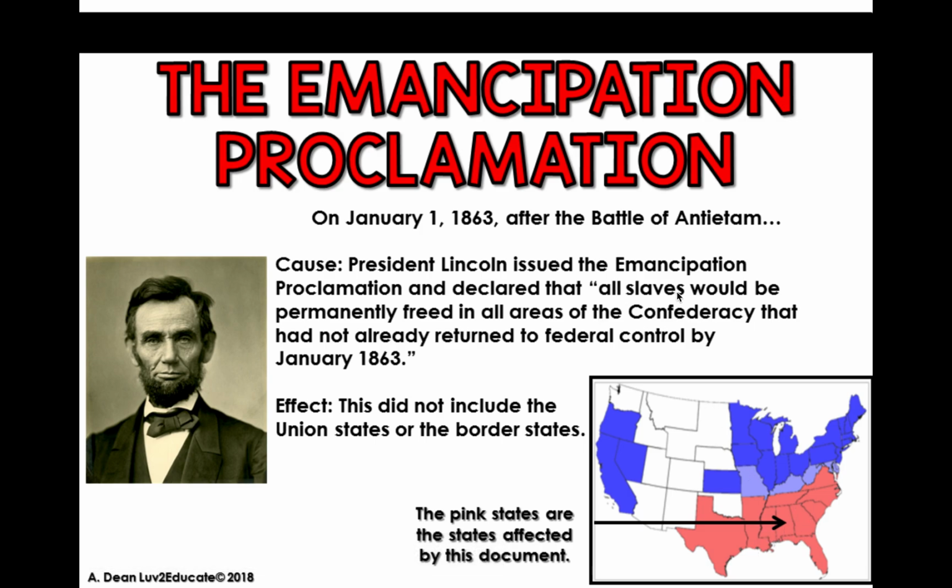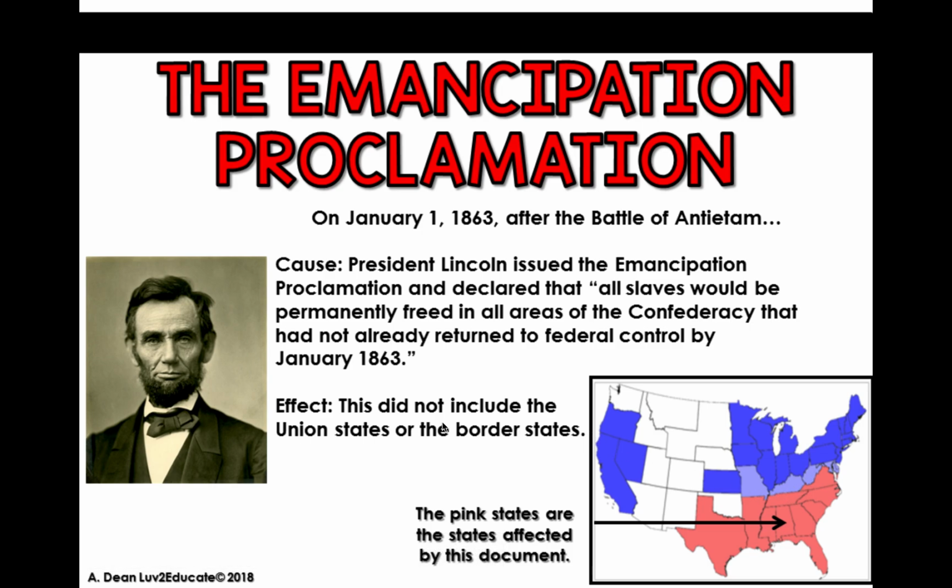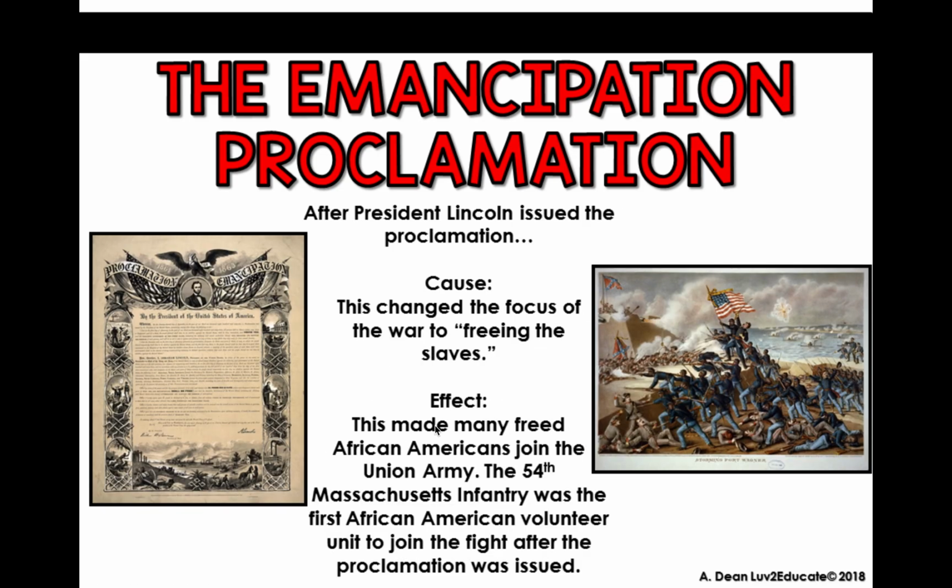And so it says officially all slaves would be permanently freed in all areas of the Confederacy that had not already returned to federal control by January 1863. But this did not include the Union states, right, or the border states, this lighter blue, right? Now, if you think about how this is important, you'll see why in the next slide.